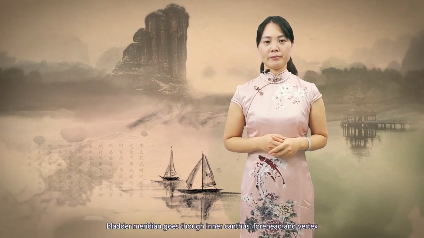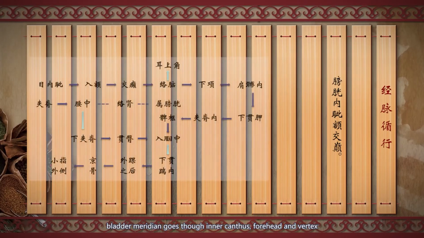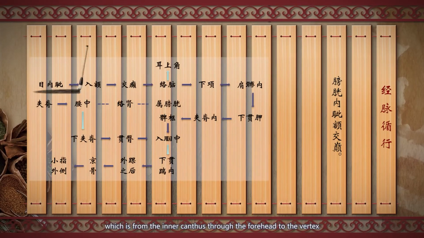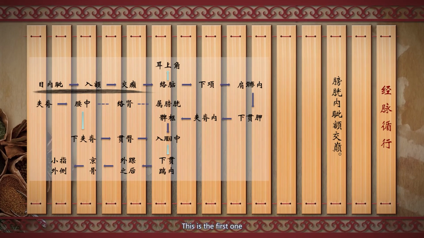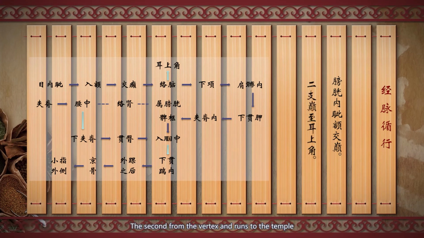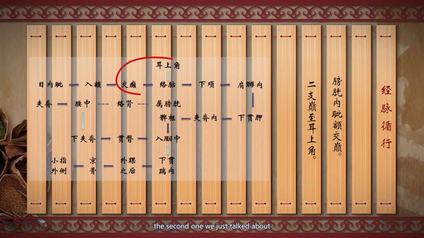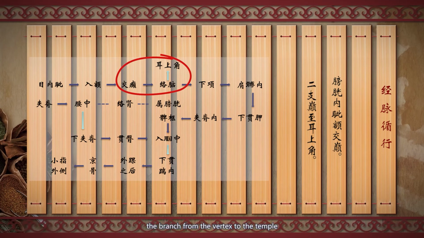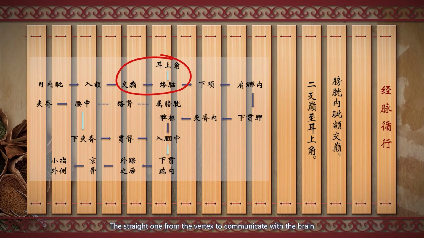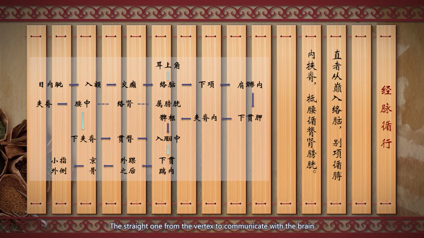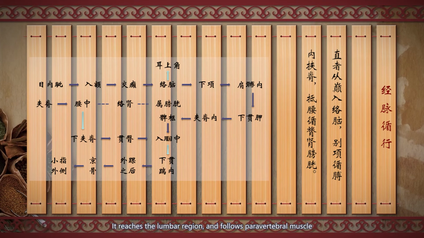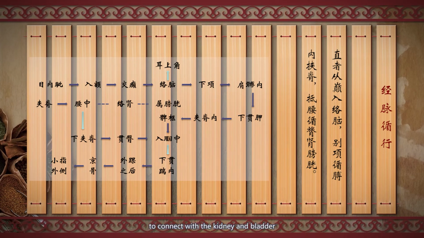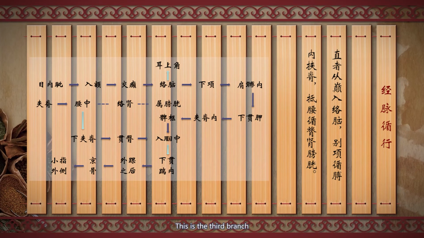First, let's look at the diagram for the number 1. The bladder meridian goes through the inner canthus, forehead, and vertex, which is from the inner canthus through the forehead to the vertex. This is the first one. The second runs from the vertex to the temple. The second one we just talked about is the branch from the vertex to the temple. The straight one from the vertex communicates with the brain. It reaches the lumbar region and follows the paraspinal muscle to connect with the kidney and bladder. This is the third branch.